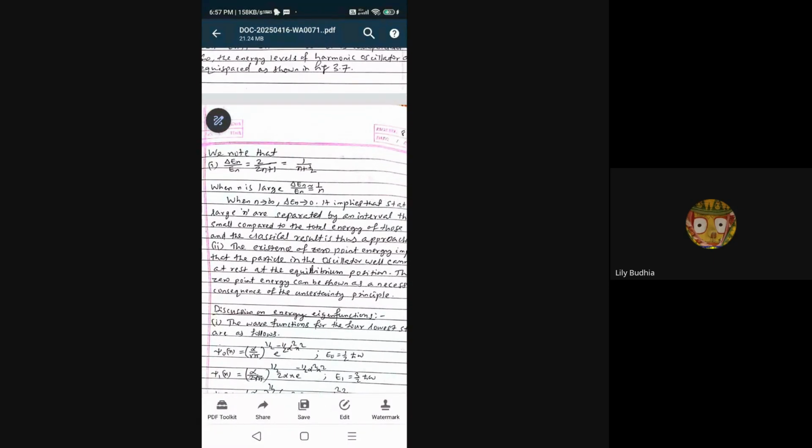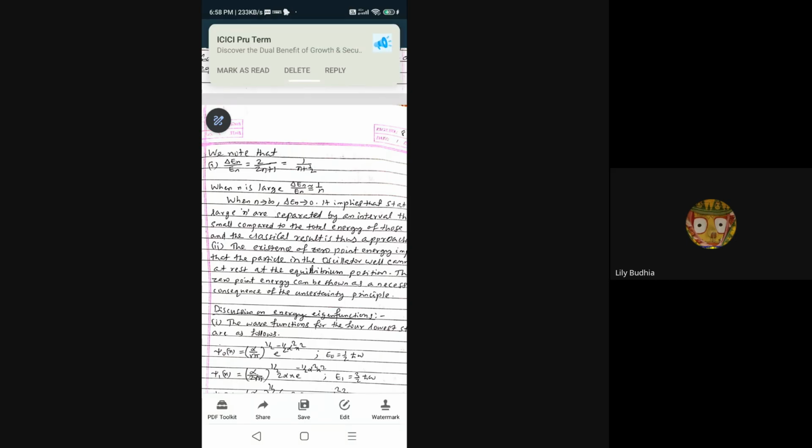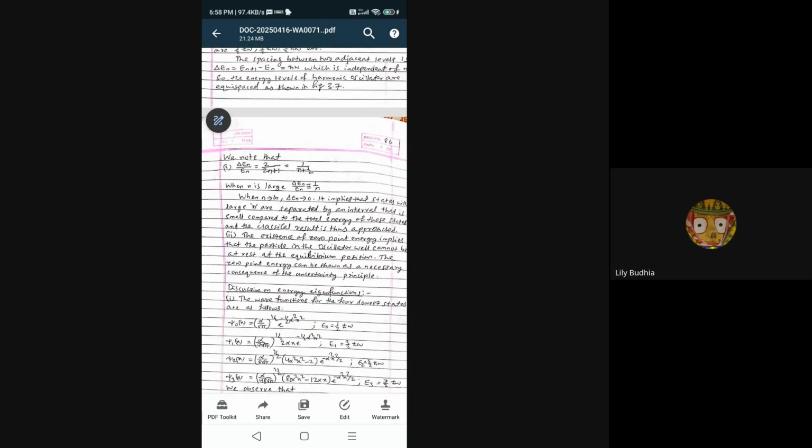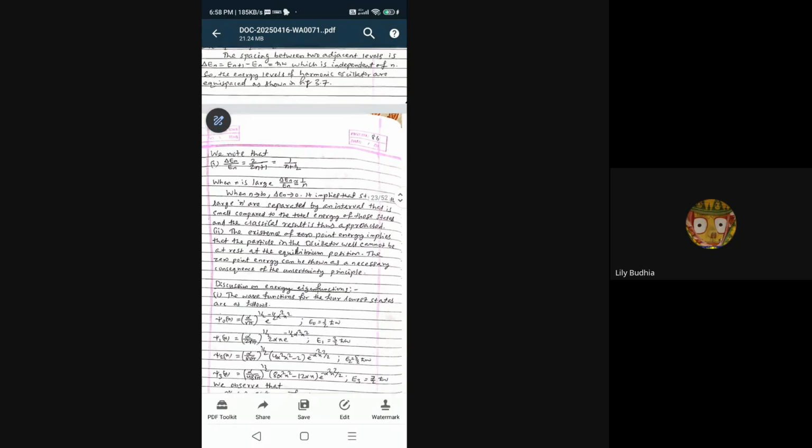And you can see also that del En by En is equal to 2 by 2n plus 1, which is equal to 1 by n plus half. If n is very, very large, del En by En is nearly equal to 1 by n. So as n tends to infinity, this implies that states with large n are separated by intervals that are small compared to the total energy of those states, and a classical result is thus approached.